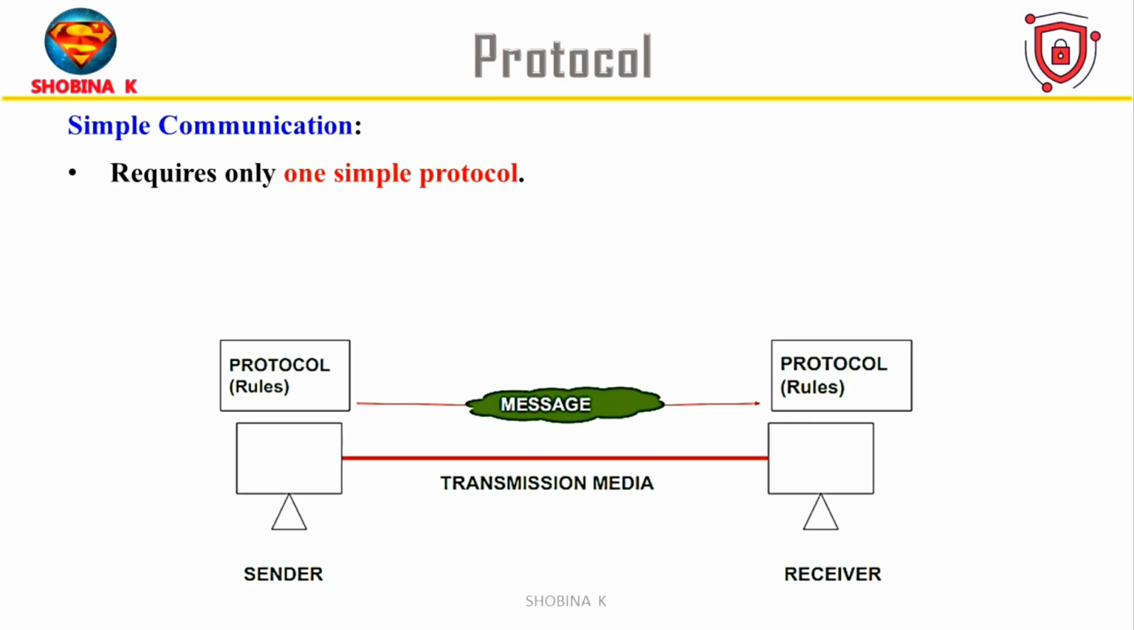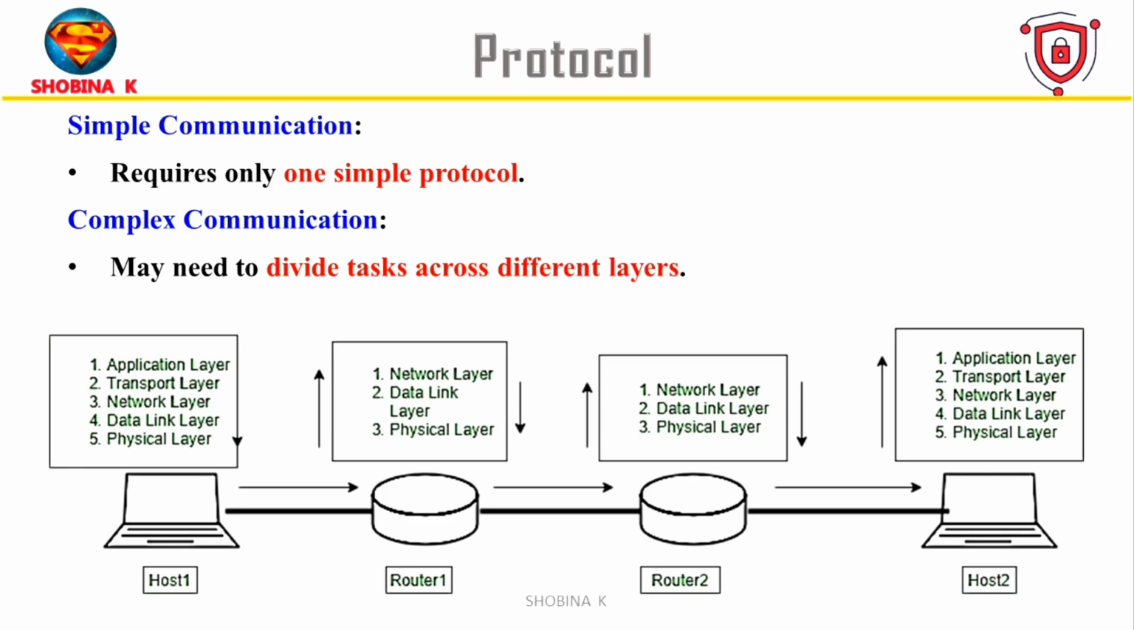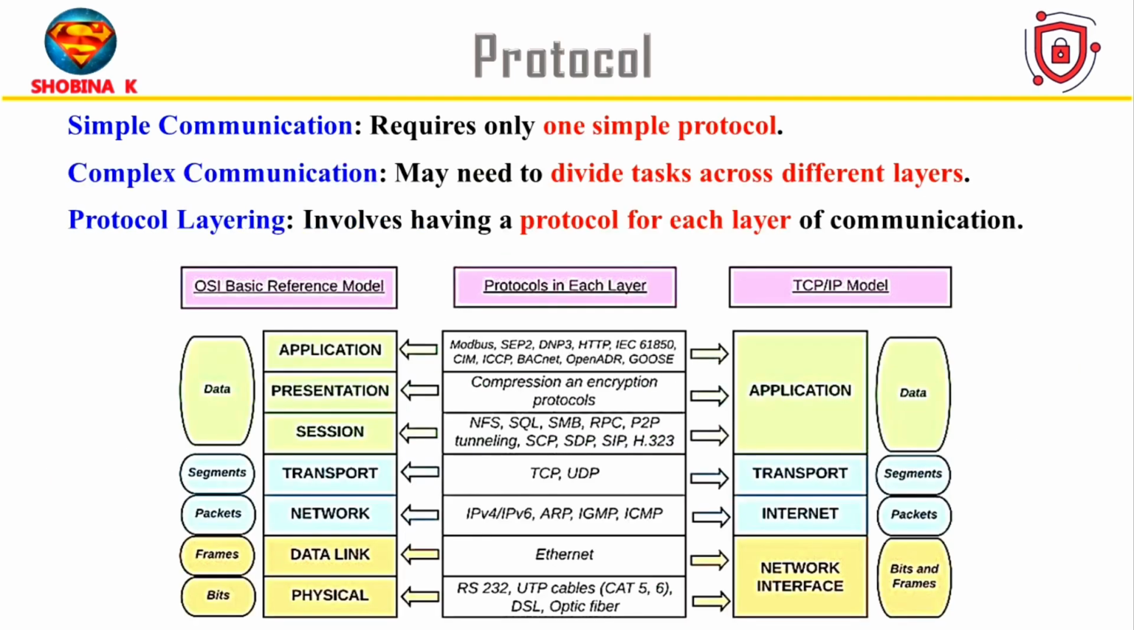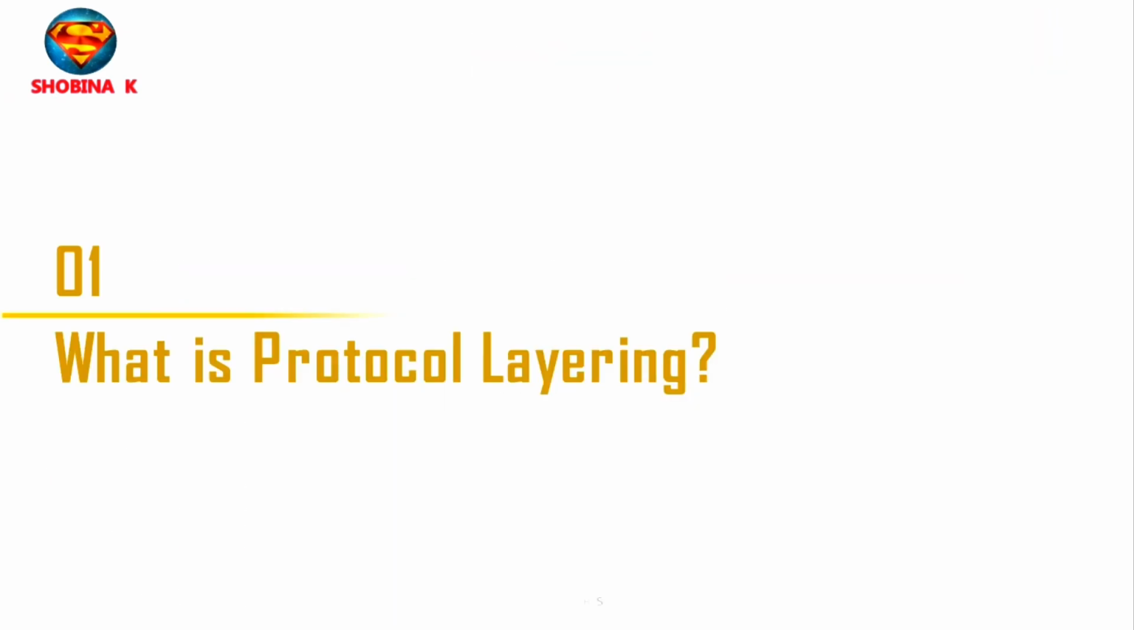If communication is simple, then one protocol is enough. If communication is complex, we divide the job into smaller layers. Each layer has its own protocol. That is, it has its own job and rules. This method is called protocol layering. Now let's understand protocol layering in detail.